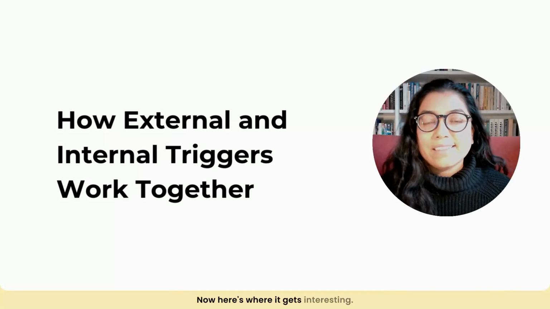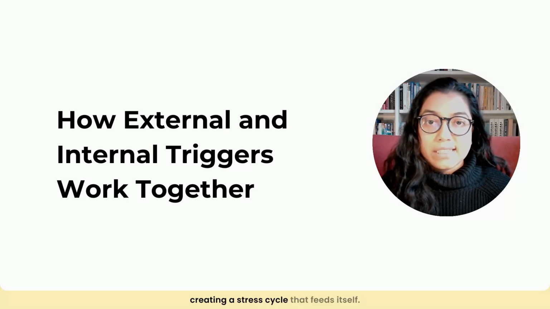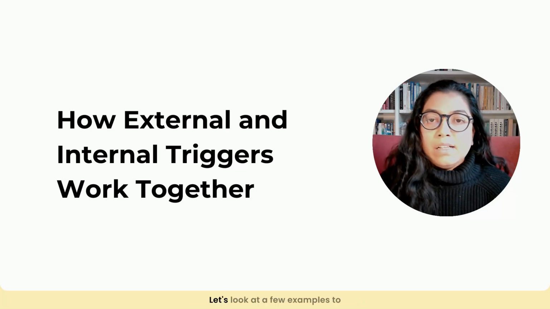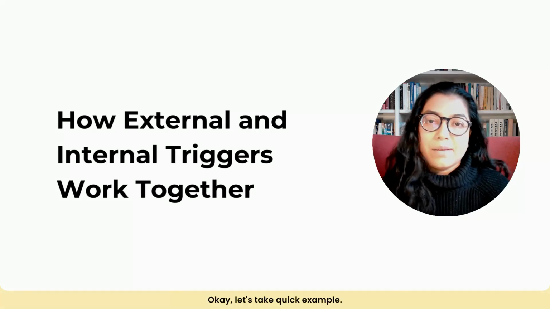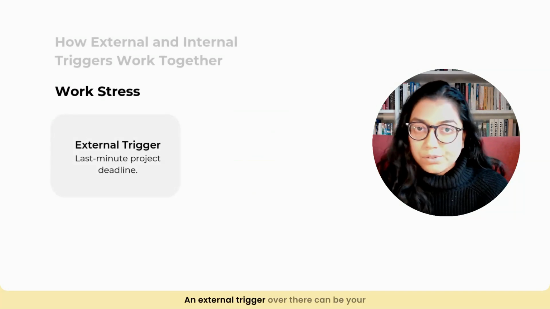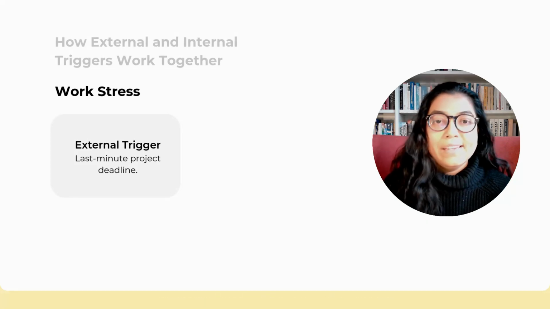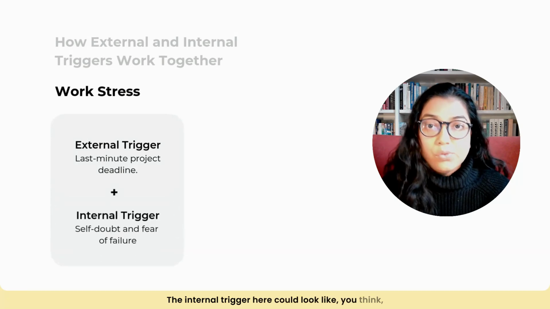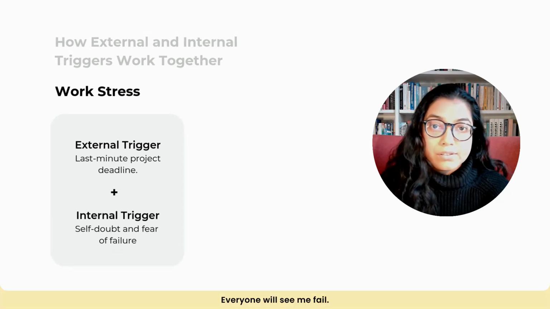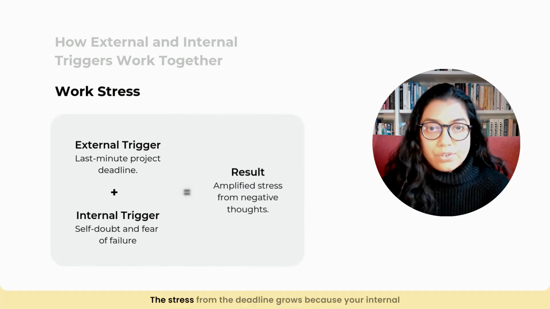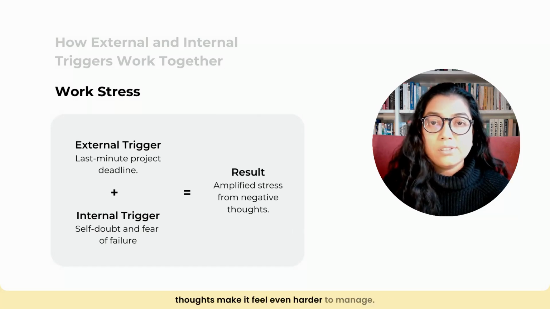Now, here's where it gets interesting. External and internal triggers often team up, creating a stress cycle that feeds itself. Let's look at a few examples to see how this works in real life. Okay, let's take a quick example. An external trigger over there can be your manager assigns a last minute project due tomorrow. The internal trigger here could look like you think, I'm not smart enough to finish this on time. Everyone will see me fail. The result? The stress from the deadline grows because your internal thoughts make it feel even harder to manage.